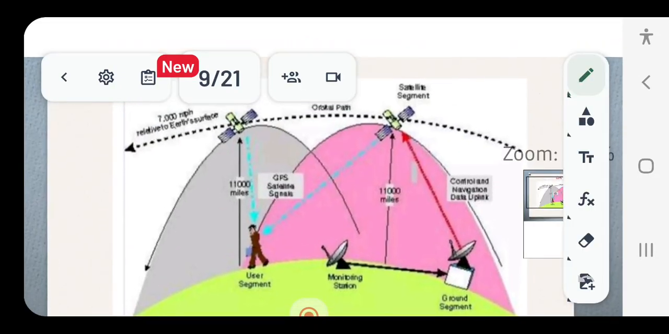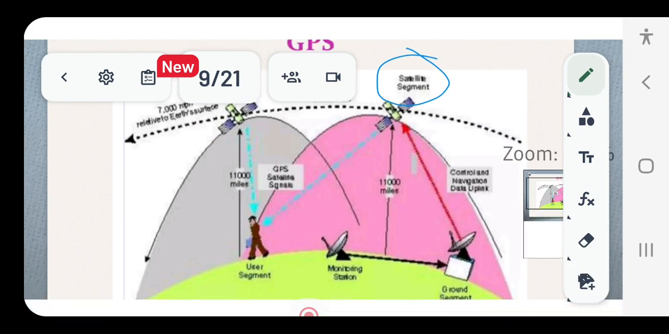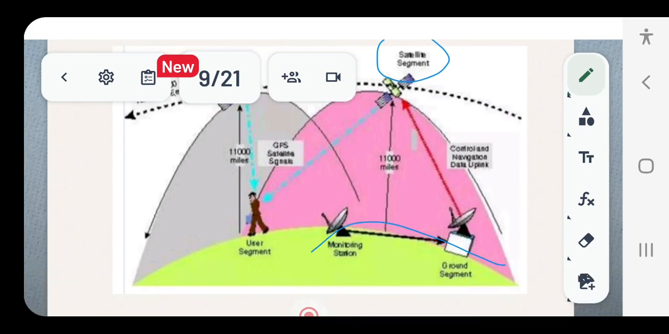So this is your pictorial representation of the entire GPS system, starting with your space segment, that is the satellite segment, and then you have monitoring stations that are located on Earth, and finally this is the GPS receiver, that is your user segment.